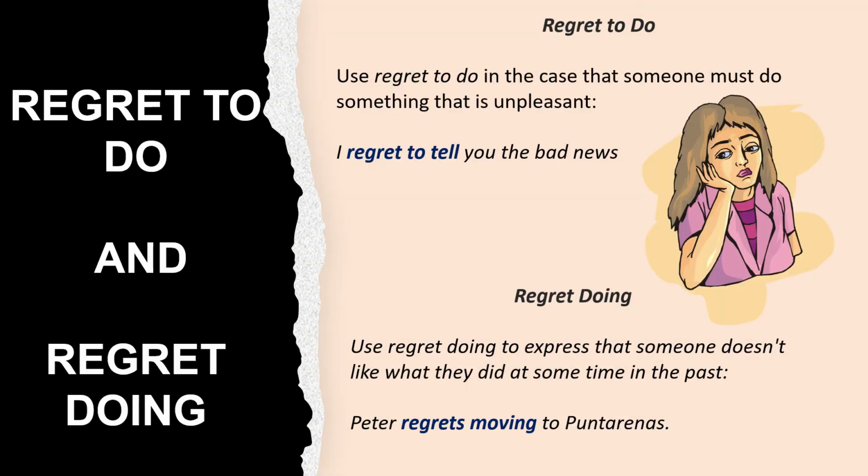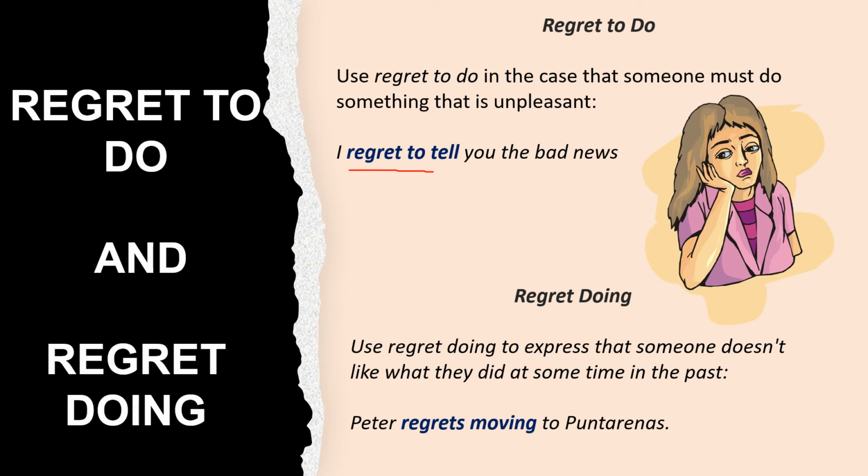Regret to do and regret doing. Regret to do means that someone must do something that is unpleasant. For example, when giving the bad news in a hospital, the doctor is in charge of giving the bad news to a family or to a friend. For example, the doctor is going to say to the family, I regret to tell you the bad news, because maybe the person has died. So it is an unpleasant decision to make.